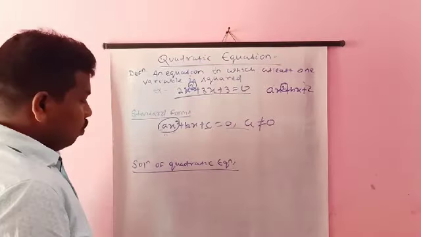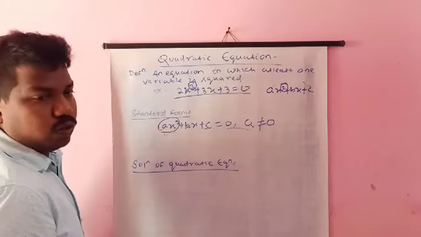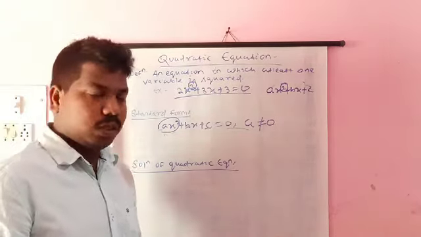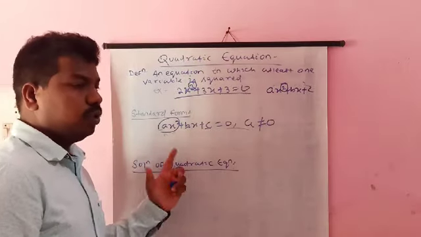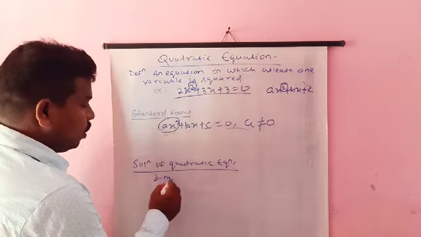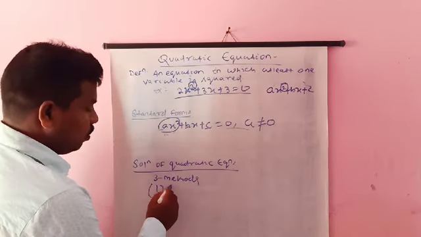Now we will discuss the solution of a quadratic equation. The main part is how to find the solution, or how to find the roots of the quadratic equation. This is the most important part. There are three methods to find the solution of a quadratic equation. Three methods. The first one is the factorization method.